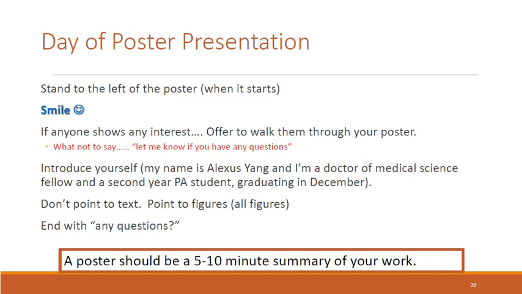These are just some final tips here for the day of poster presentation. It says stand to the left. I don't know that that matters. Of course, introducing yourself. And then you can read through the rest of those there.